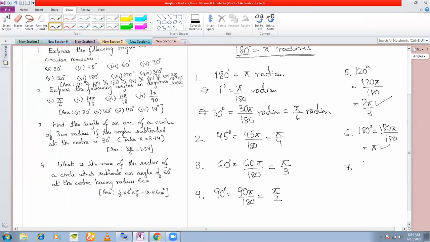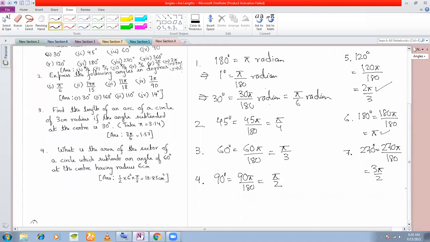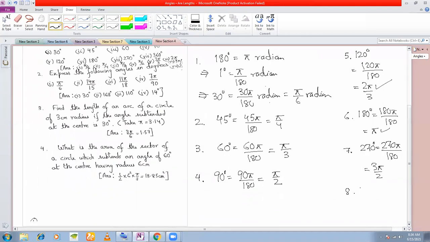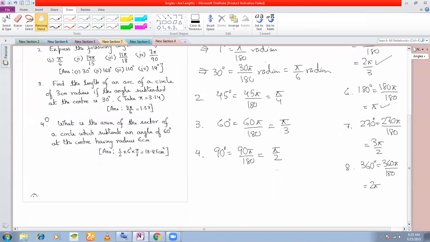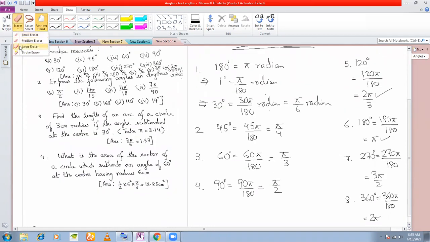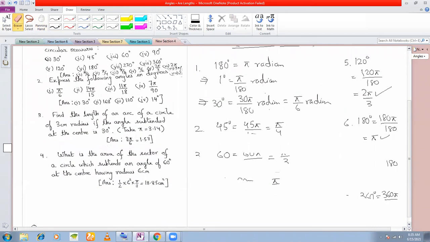Next is 270 degrees. 270 degrees is 270 pi by 180, which is 3 pi by 2. And finally, you have 360 degrees. It's 360 pi by 180, which is 2 pi. Okay, this is how you convert the angles. This is a fundamental relation. Always remember this. Let us move on to the next one, number 2.